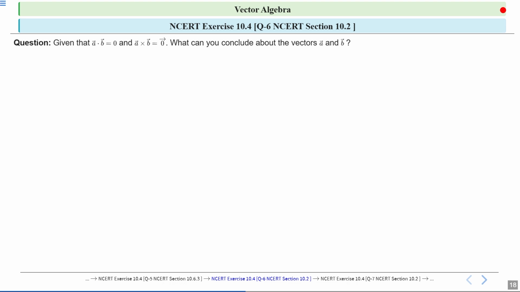The dot product of vectors a and b is 0, which usually tells us that the vectors are perpendicular. And a cross b vector equal to 0 means the cross product is 0, which usually means that the vectors are parallel or one is a 0 vector. So let us think about what it means for both these conditions to be true at the same time. Let's see how we can approach this question.